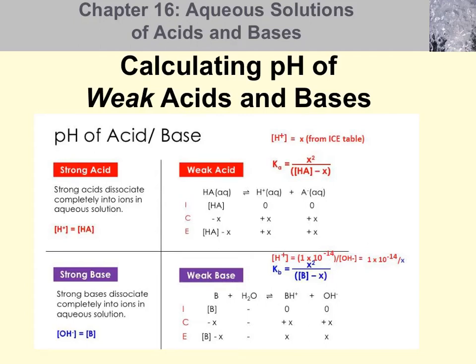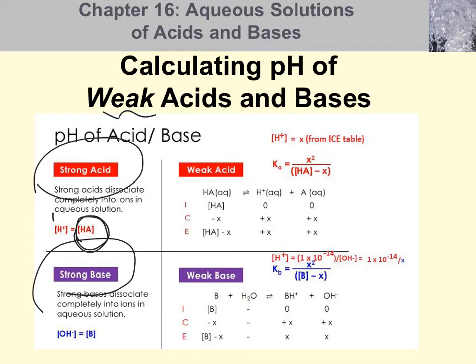This is the third lecture from Chapter 16, and this lecture will discuss how to calculate the pH if you have a weak acid or a weak base. Calculating the pH of a strong acid or strong base is quite simple because you can make the assumption that all of the original acid you dump into a solution gets converted to the hydronium ion. So it's very easy to know what the concentration of hydronium ion is and therefore what the pH is.